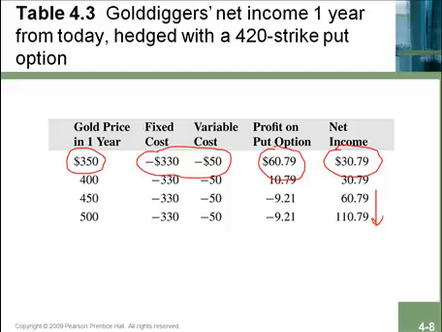If we hedge with a short forward contract, we lock in a profit of $40 per ounce, but if we hedge with a put option, we lock in a minimum profit of $30.79 with the possibility of higher gains if the price of gold increases the way that we want it to.